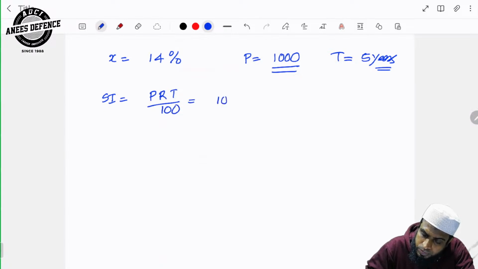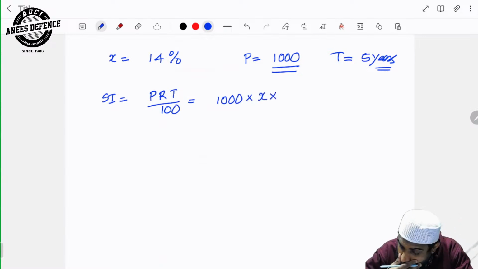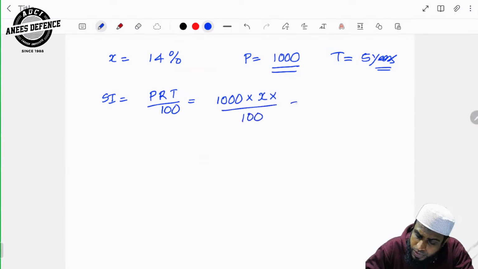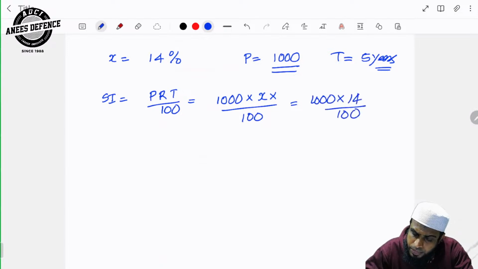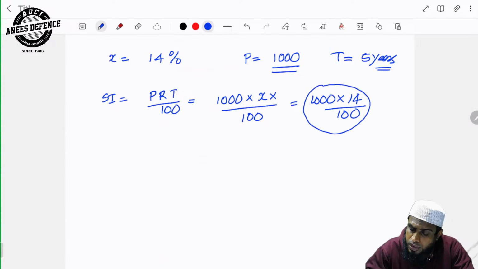So 1000 into R into 1 by 100. That means 1000 into 14 by 100. Since R is 14, we are calculating only for 1 year. So this will be the simple interest.